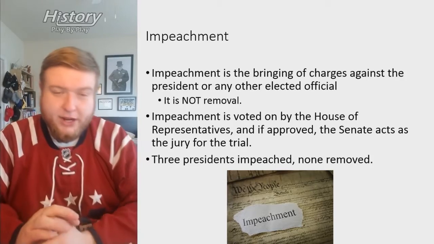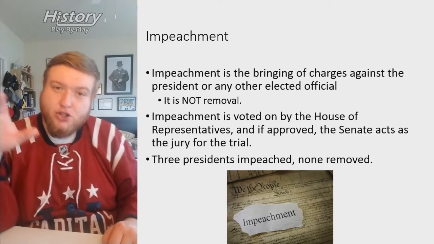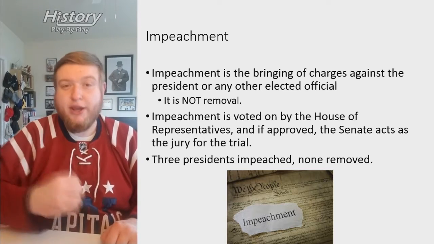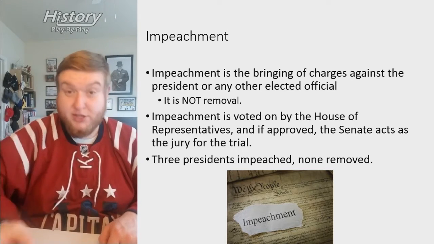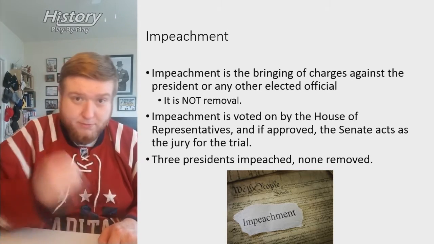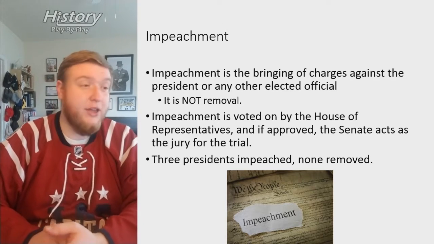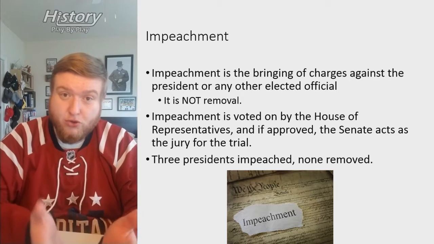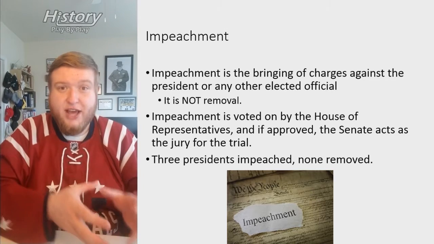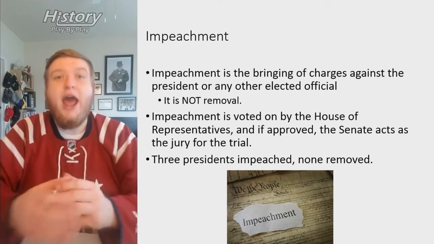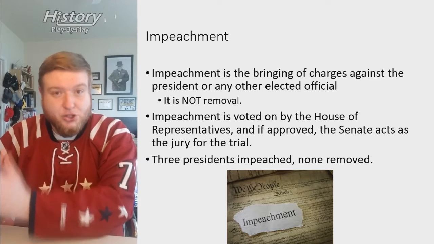To be clear, and I'm not going to take long on this, impeachment is not removing the president. It is simply bringing charges. It is saying, the president, you have messed up. You have committed these crimes. We are formally accusing you of that. The House votes on whether or not those crimes are real crimes, and once the House does that, a president is impeached. And then it goes to the Senate to act as the trial.